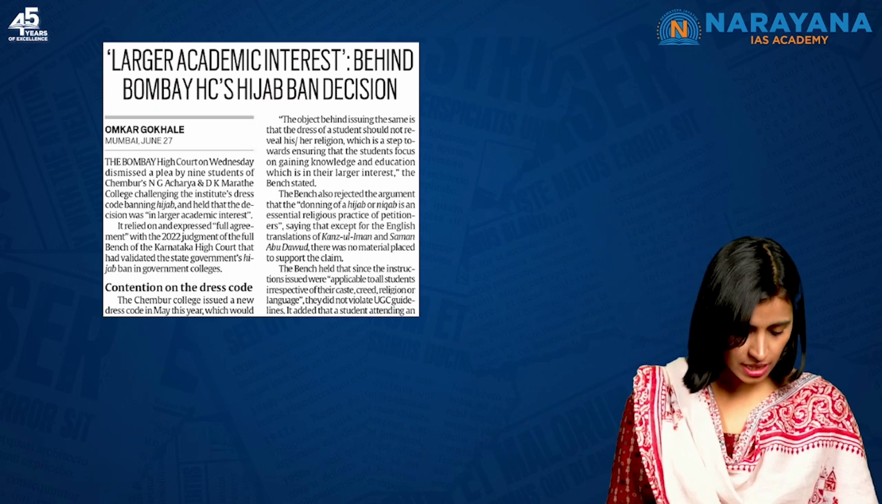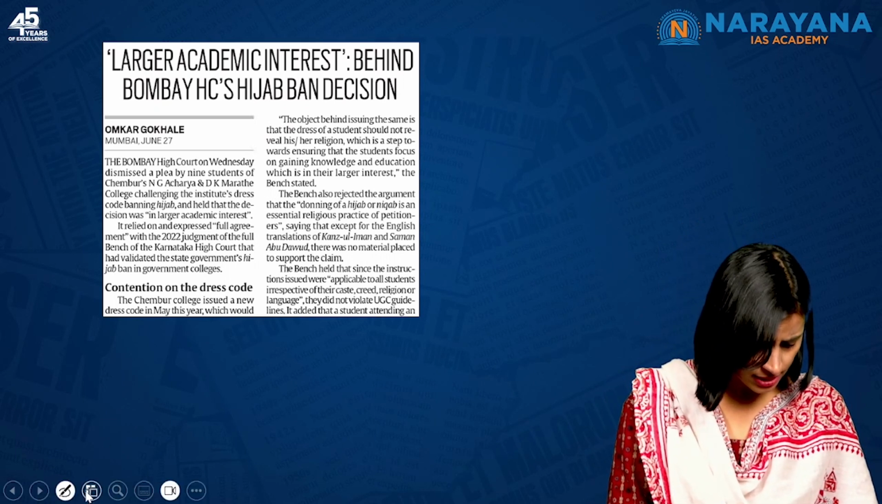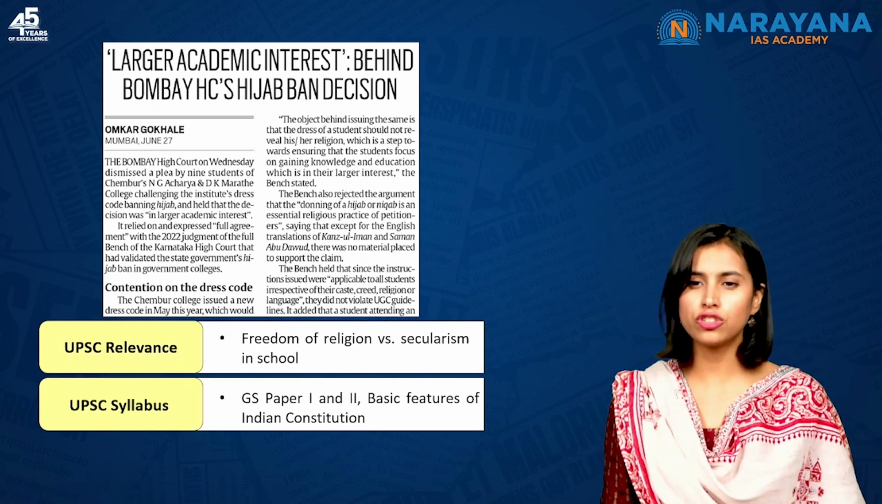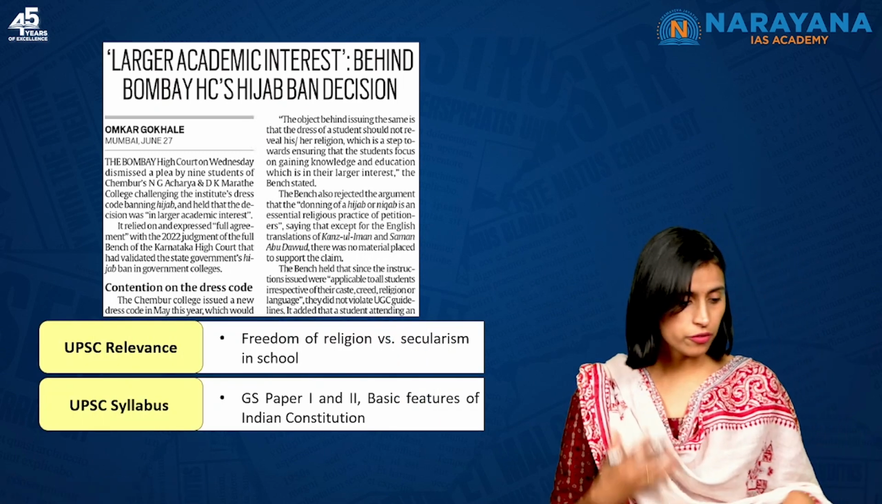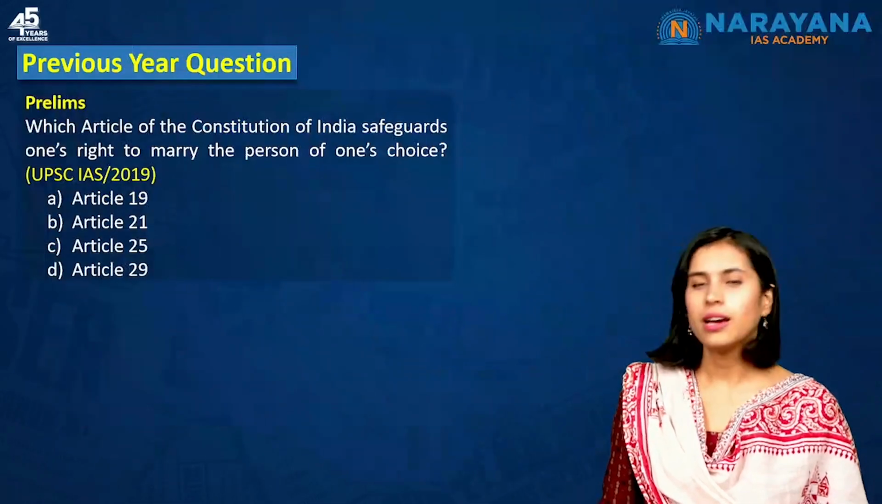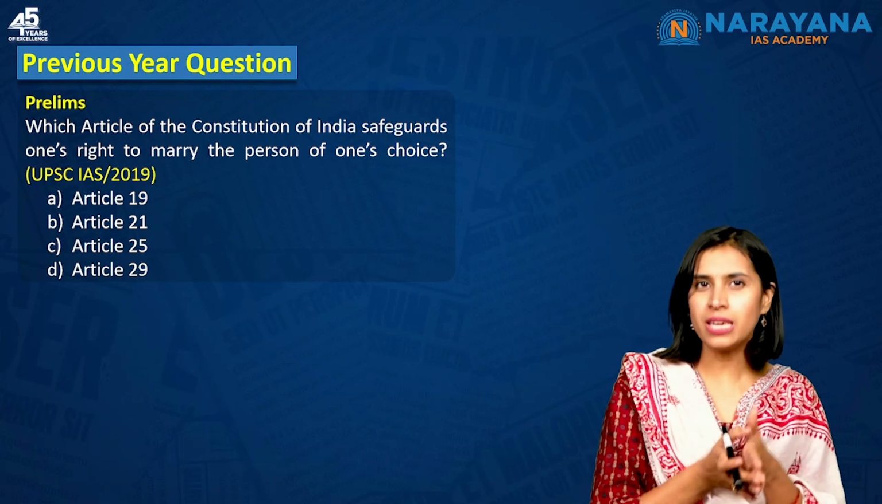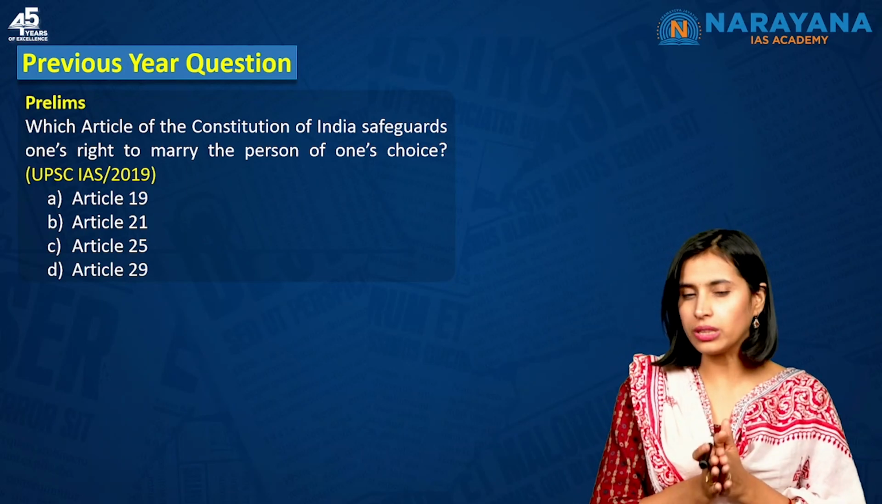In this, we will discuss two conflicting ideas. Number one is the freedom of religion, and number two is the idea of secularism that the educational institution is trying to promote, which comes under paper 2 and 3. That is the basic features of the Indian Constitution, and often questions are asked from this particular part of the polity.